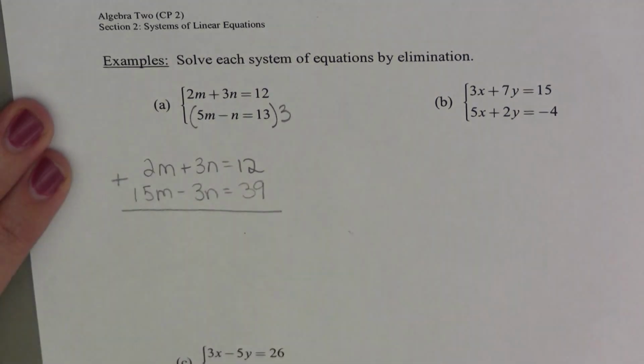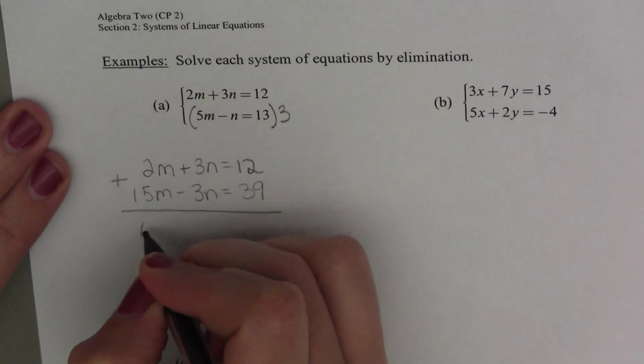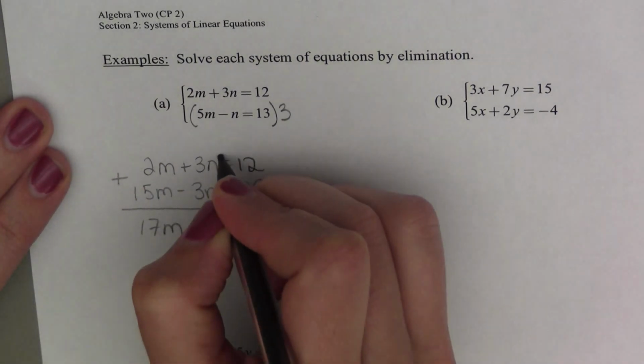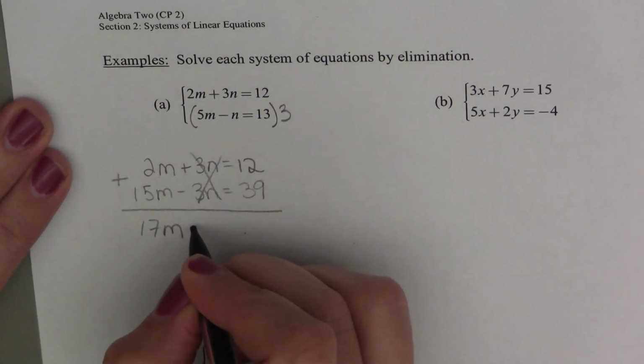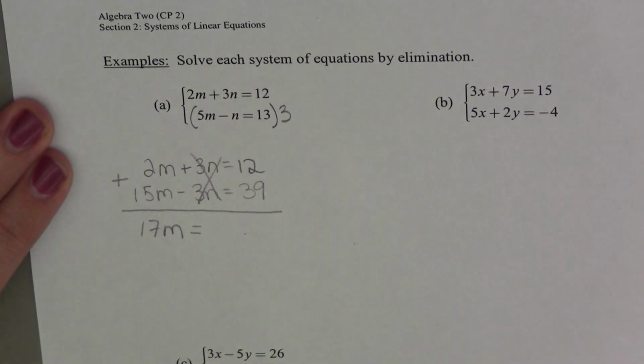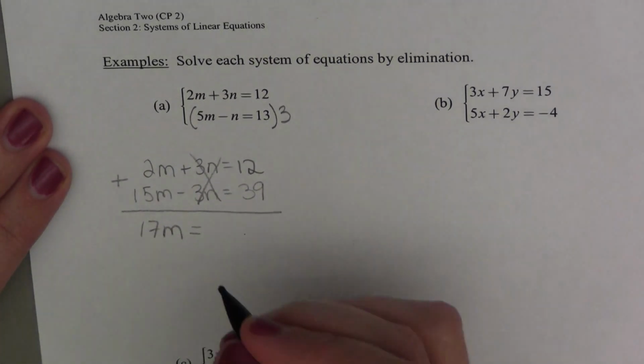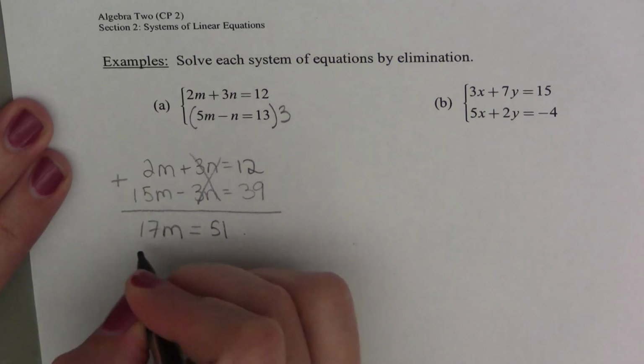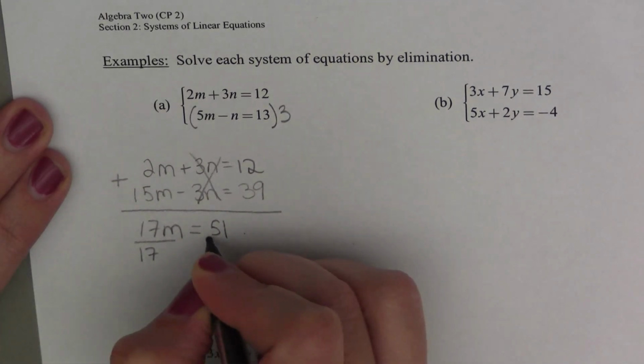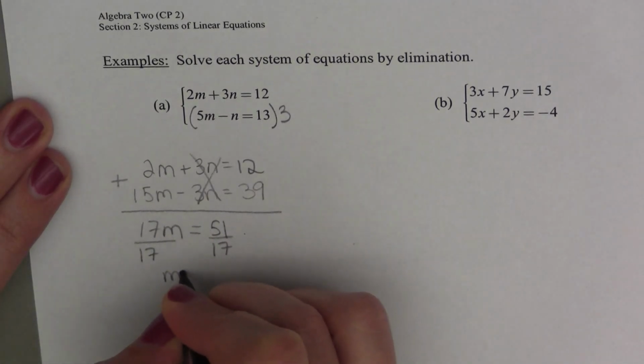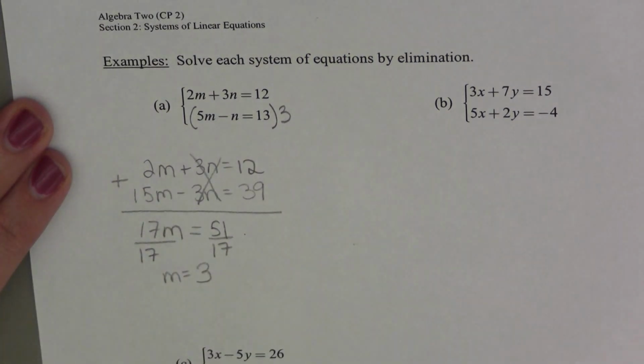Next, we'll turn it into one big addition question. Add those m's for 17. Our n's are eliminated. That was the point. Equals, add that 12 and 39 for 51. Solving for m, we'll divide both sides by 17, and m will be 3.